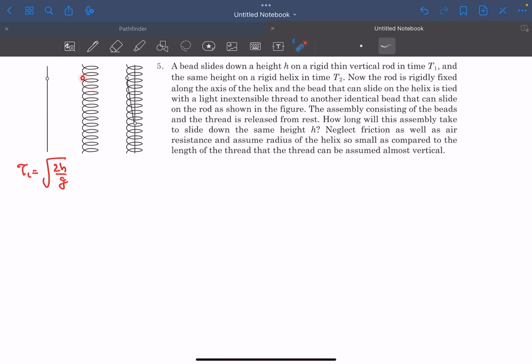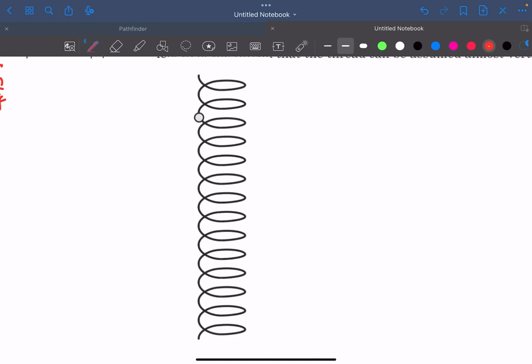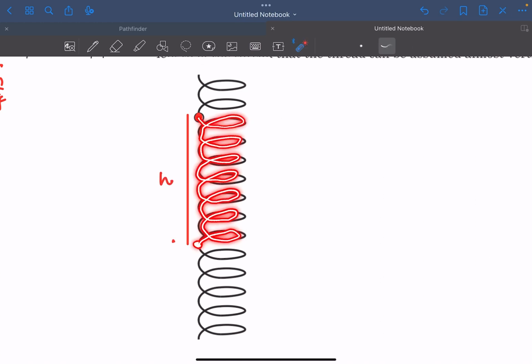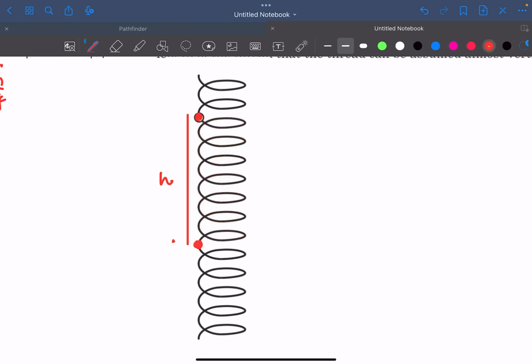And the same height on a rigid helix. Now this bead is over here. It's sliding down this helix, and it's given that it slides down the same height h as the bead on the left side. So let's try to analyze that. As I said earlier, let's say this particle descends by a height h. So let's say this is the height h. This is the path taken by the particle. So we can actually stretch it out into a triangle and call this the path length.